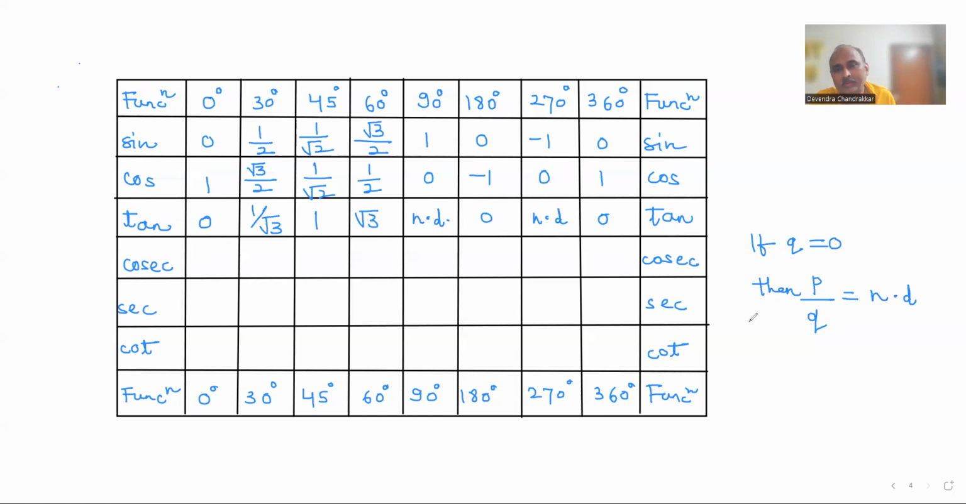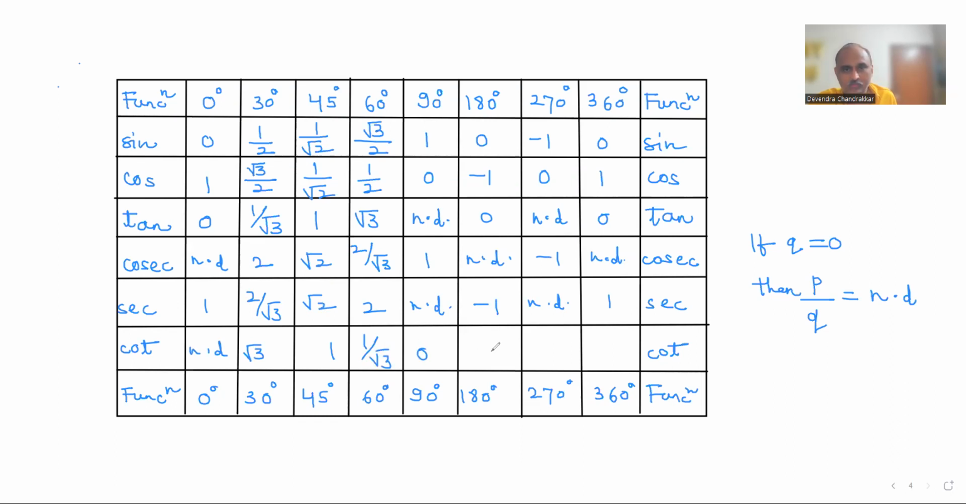Cosec is the inverse of sine. You know what is cosec? It's 1 upon sine. So this is not defined, this is 2, this is root 2, this is 2 by root 3. It's simple now. First you remember the first ones, then it's simple, right? Cosec 90 is 1. Cosec 180 is not defined again. This is -1. This is not defined again. What about sec? It's 1, 2 over root 3, root 2, 2, not defined, -1, not defined, 1. Cot: it's not defined, root 3, 1, 1 over root 3, 0, not defined, 0, not defined.